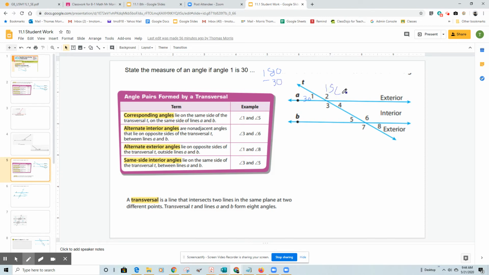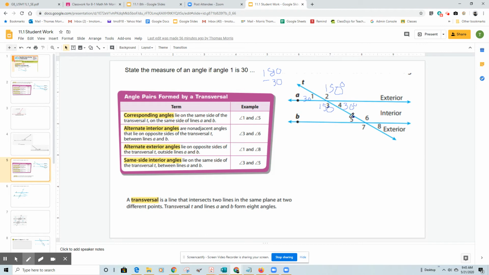Now I can set up the rest of my angles, because I see this is a small angle, and those two are the same right there, 1 and 4, so I can write that there. This one and this one are the same, so I can rewrite that, 150. Now I'm going to go down. This one and this one are not the same.